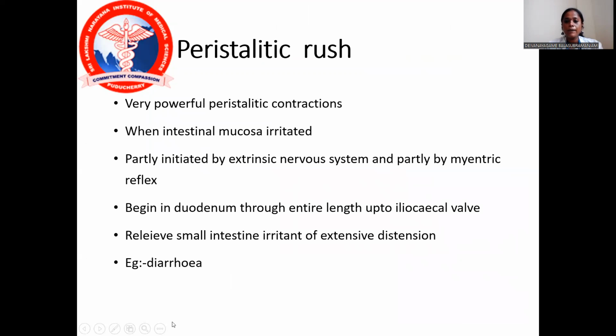And the next one is about the peristaltic rush. It is a very powerful peristaltic contraction when the intestinal mucosa is getting irritated. It is partly initiated by the extrinsic nervous system and partly by the myenteric reflex. It begins in the duodenum and travels the entire length up to the ileocecal valve. It relieves the small intestine of irritants or extensive distension. For example, it occurs during diarrhea.